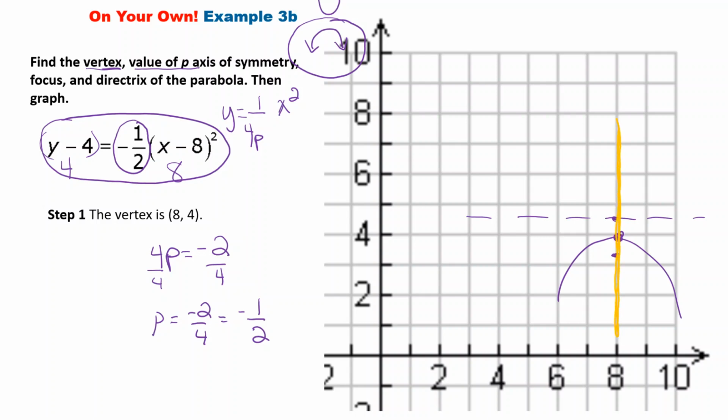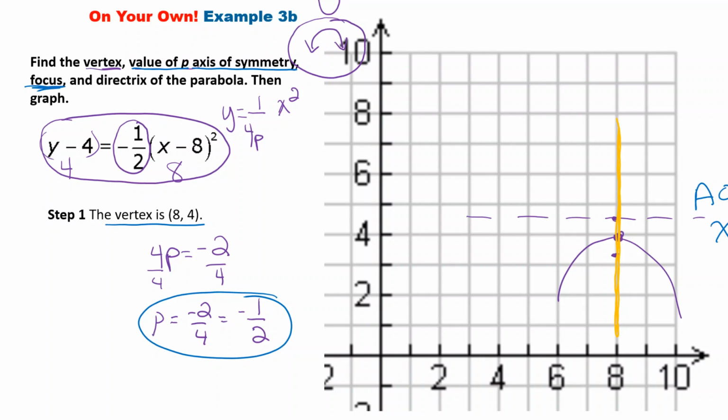So now that I have everything there, I could just go ahead and find all my points and put them in. I know that my vertex is at 8, 4. My value of p equals negative 1/2. My axis of symmetry, AOS, is equal to x equals 8. All right, so there's my axis of symmetry.